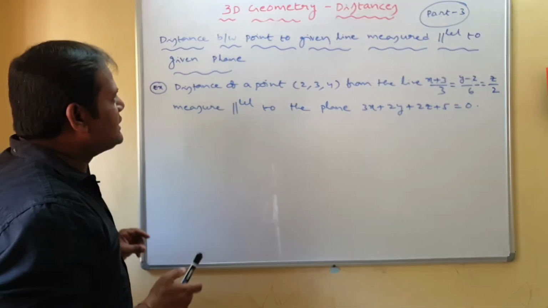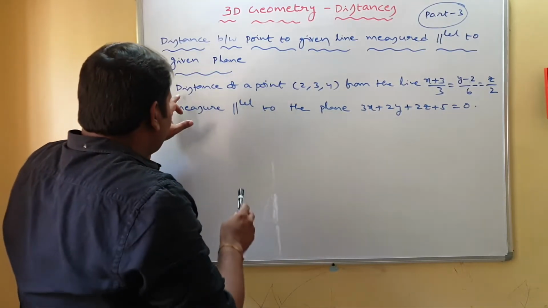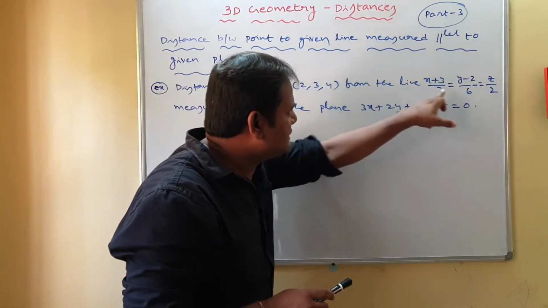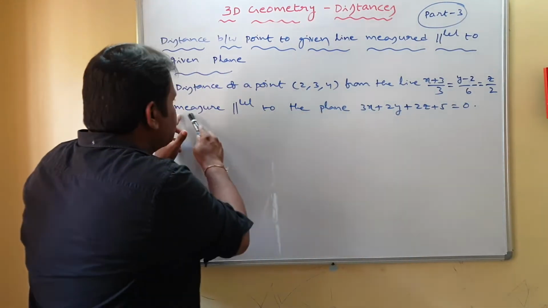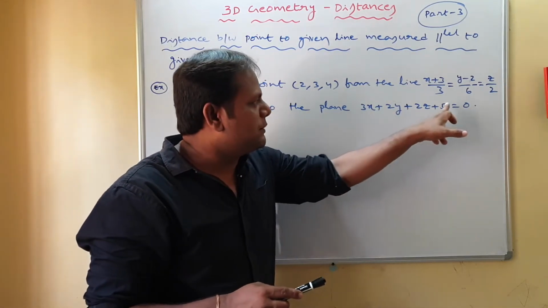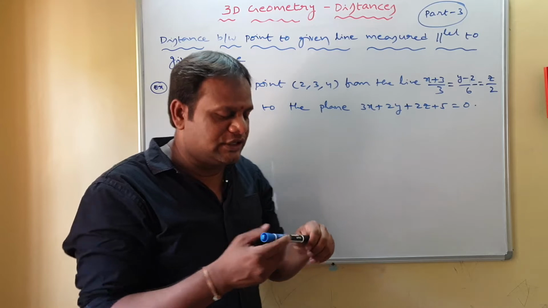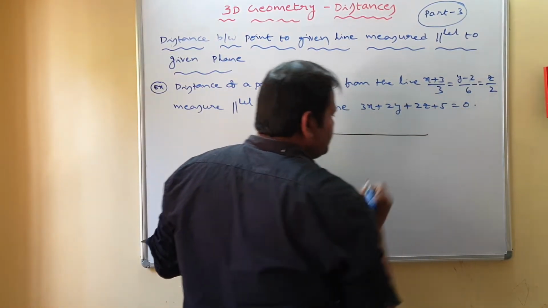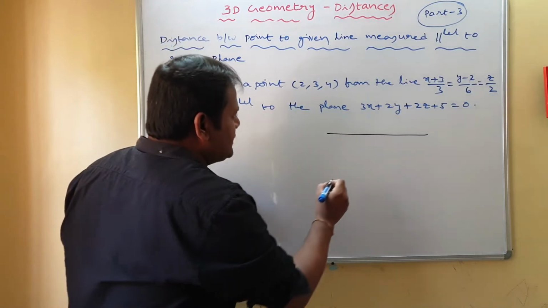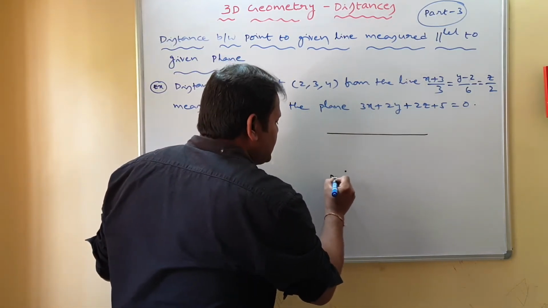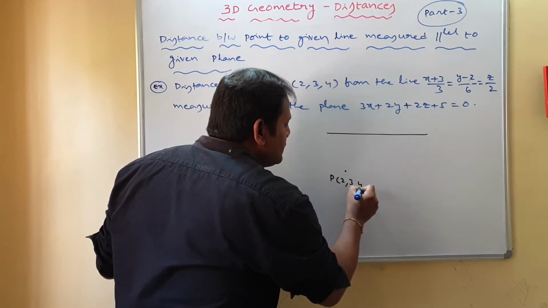Coming to this example, what is it asking? Find the distance of the point 2, 3, 4 from this line, measured parallel to the plane 3x plus 2y plus 2z plus 5 equal to 0. Listen carefully. Suppose this is the given line. One point is given. What is that point? 2, 3, 4.